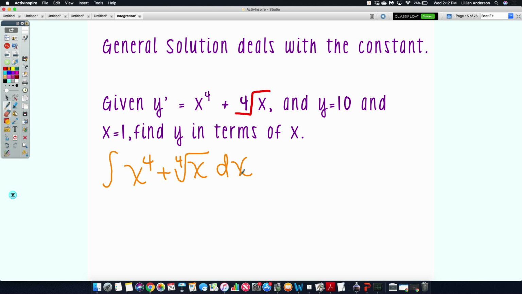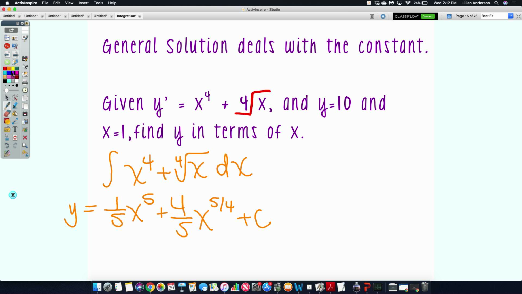What's the antiderivative of x to the 4th? 1/5 x to the 5th plus 4/5 x to the 5/4. Very good. Then you have your plus c. Technically, this is your equation.